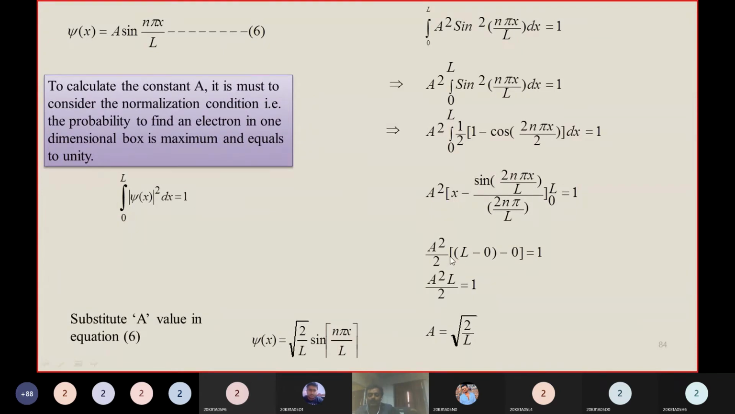So a square by 2 into L minus 0 equals 1. So a square L by 2 is equal to 1. So here a is equal to under root of 2 by L. This is the a value. Substitute this a value in equation number 6.